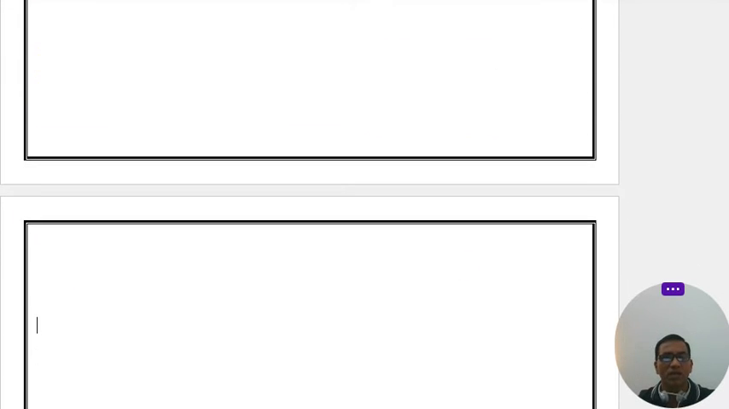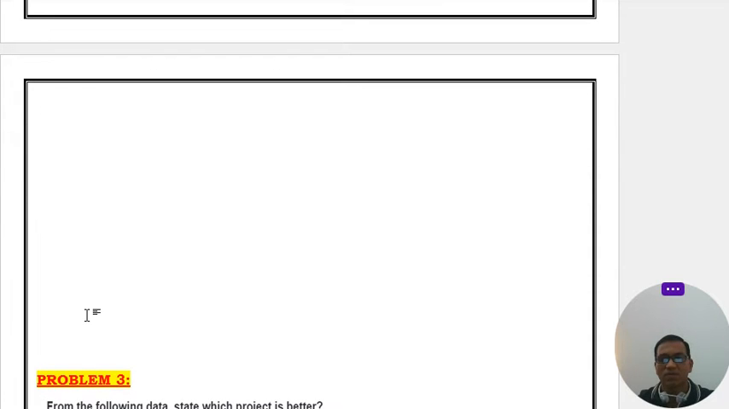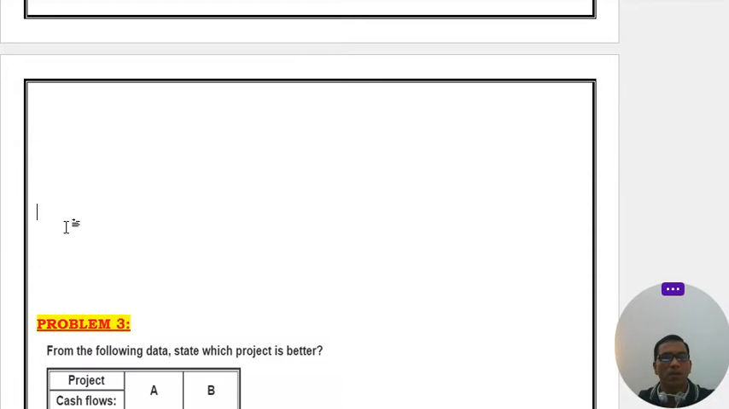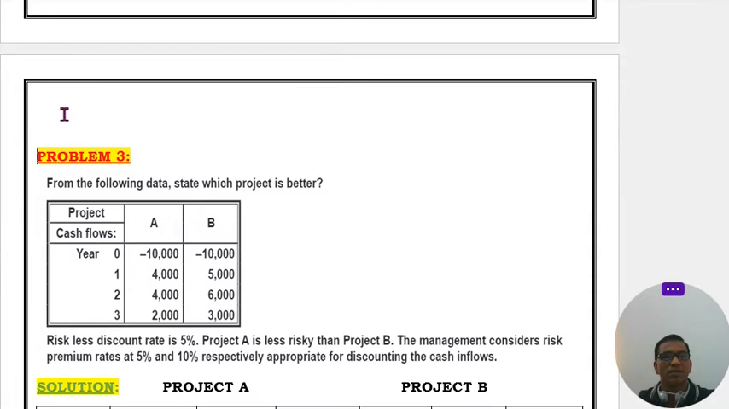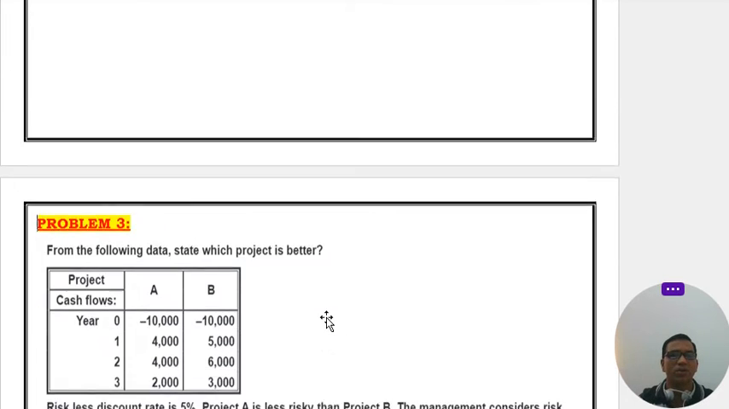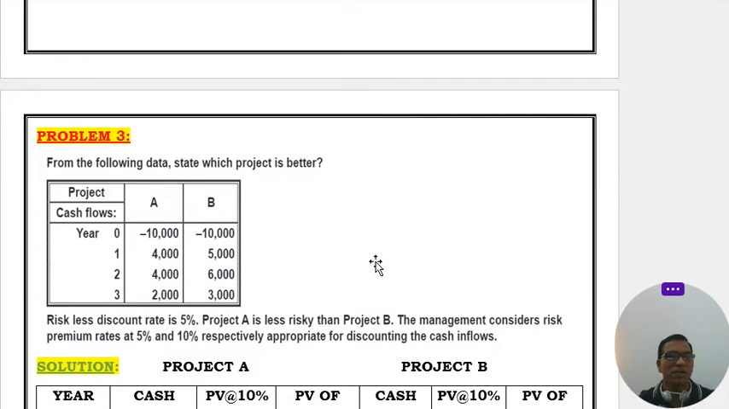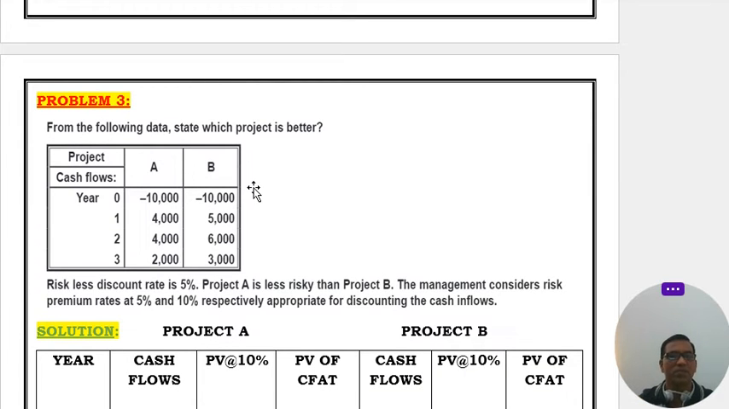And now another calculation, another problem we'll solve. The examination problem is: from the following data, state which project is better, Project A and Project B.